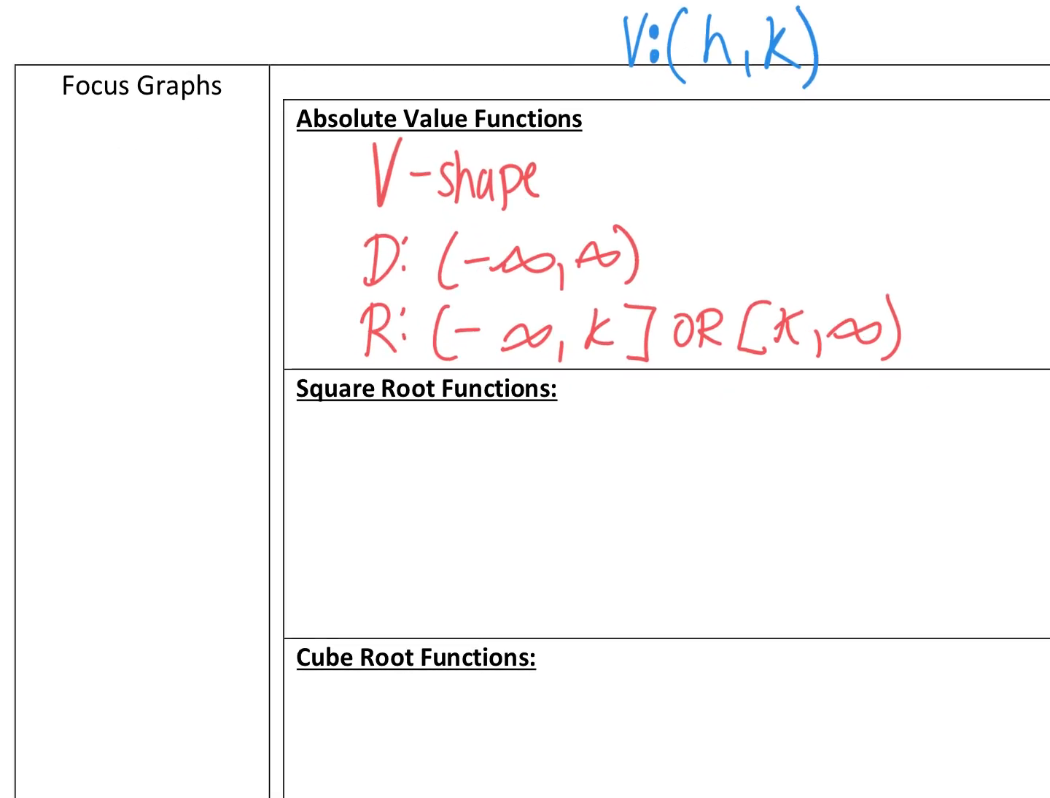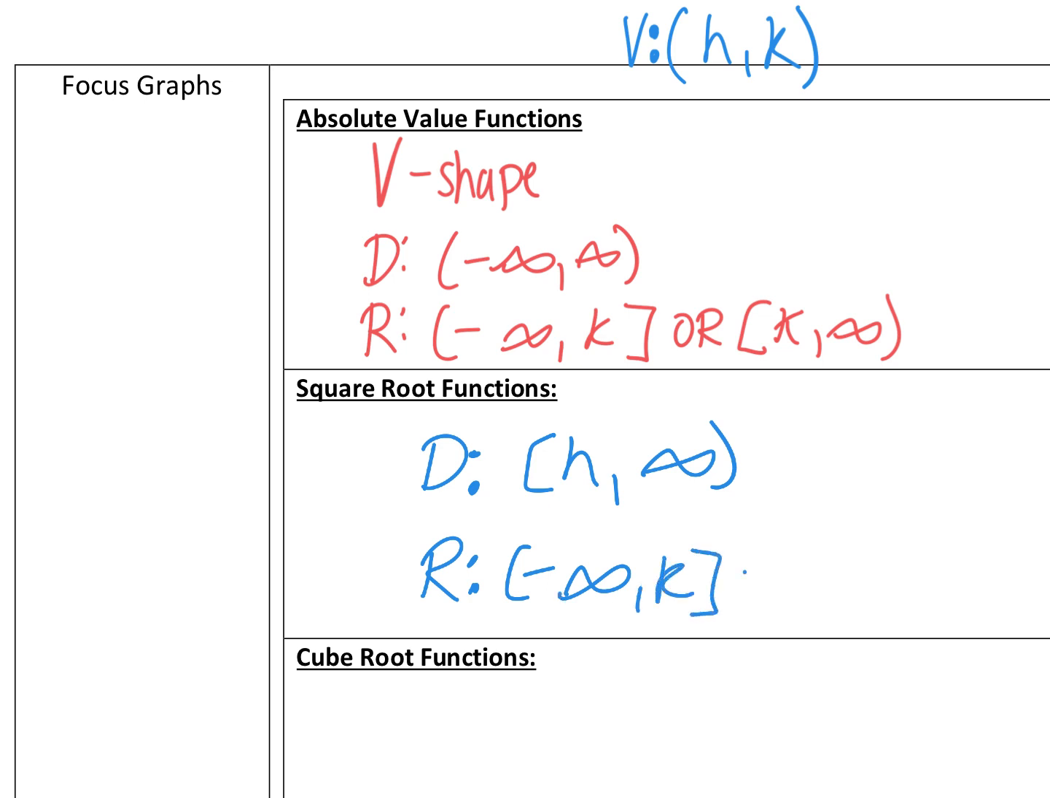Then we get into square root functions. Already talked about these. We said these have a starting point, okay? So depending on where that starting point is, that's going to affect your domain and range. So domain is going to go from the x value of that starting point to positive infinity, because we're always shooting to the right, typically on these. And then range, again, is going to depend on whether you're shooting up or down, negative infinity to k, or k to infinity.